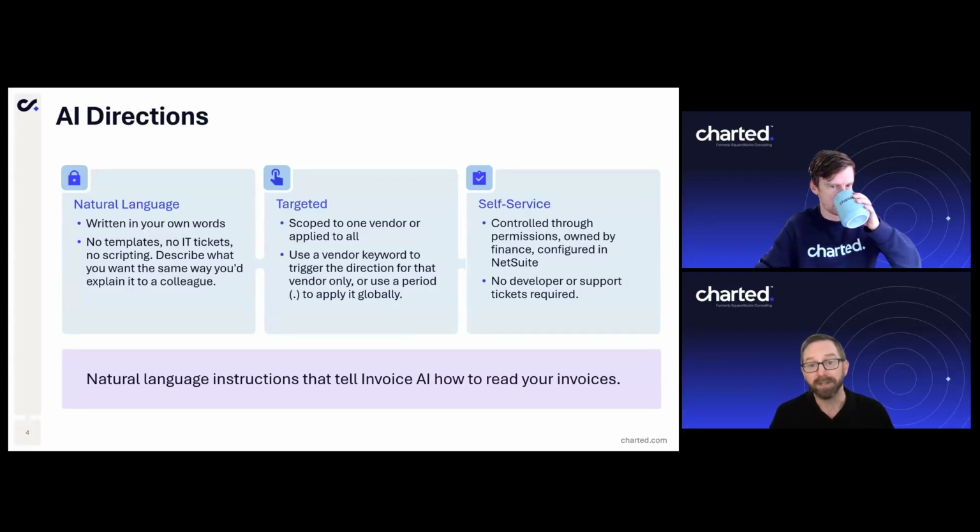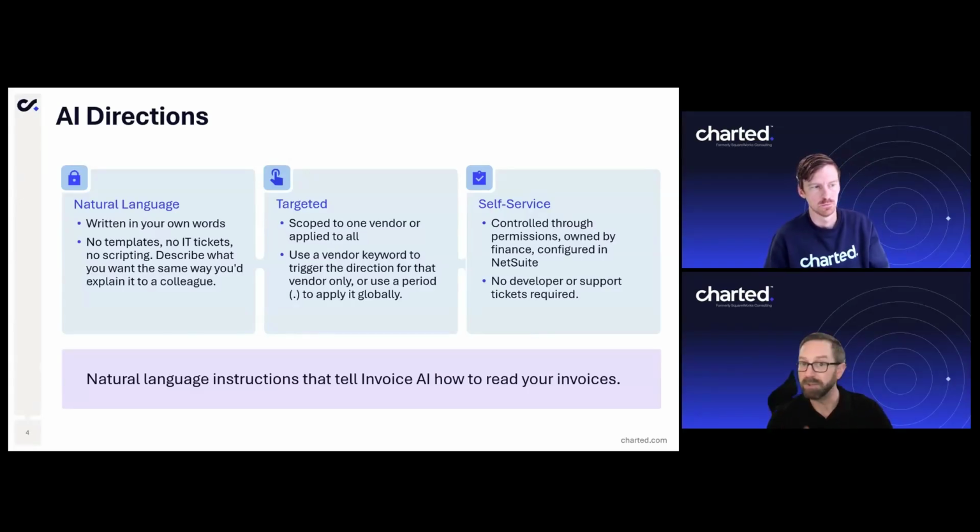They can be very targeted. So if you really just need to address a given vendor's invoices differently from everyone else's, we can do that. Or an AI direction can be targeted at all invoices coming in, so it really can apply globally. And the goal here is to make it a bit more self-service. We can allow given users, individuals, permission to create these AI directions, so really you don't need to go to your IT team or your support team to get this done.